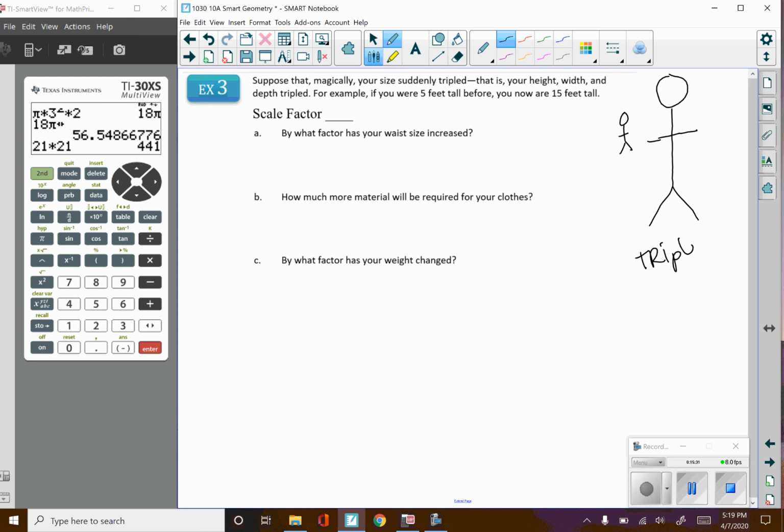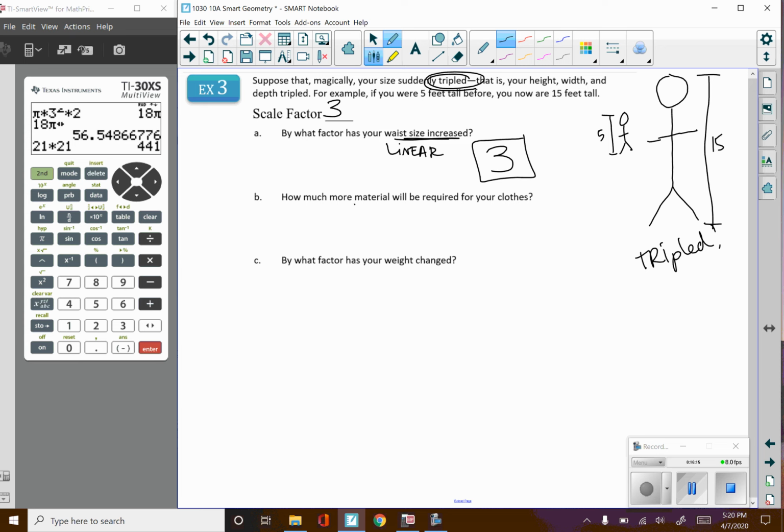Tripled. You were 5 feet tall, just like me, and now you're 15 feet tall. Okay, so by what factor has your waist size increased? Well, a waist size is just a linear dimension. You could wrap a string around and measure how long that string is. We got tripled, so our scale factor is 3. So our waist size has also increased by a factor of 3. It's just a linear measurement.